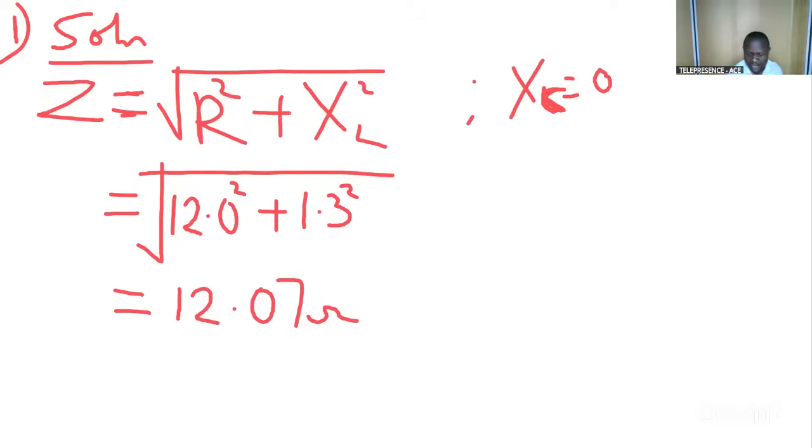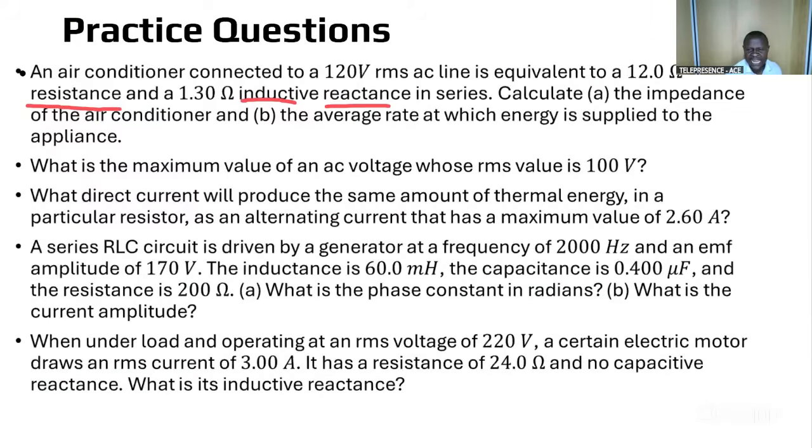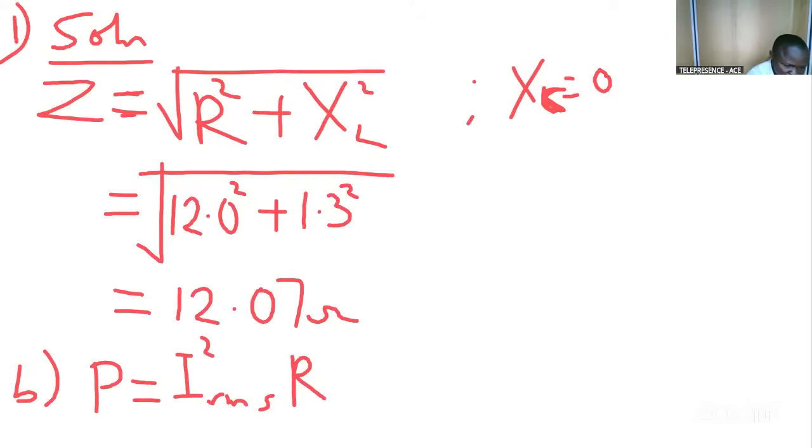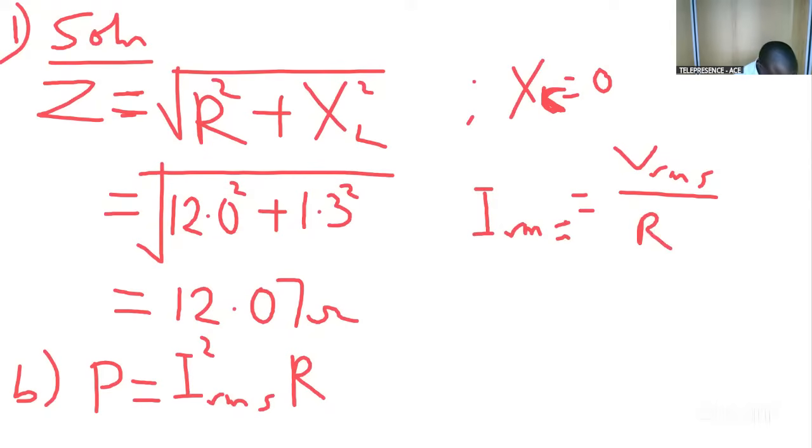Now the second question asks for the average rate at which energy is supplied to the appliance. So we have power, P. P is equal to I RMS squared R. And IRMS is equal to V RMS over R.